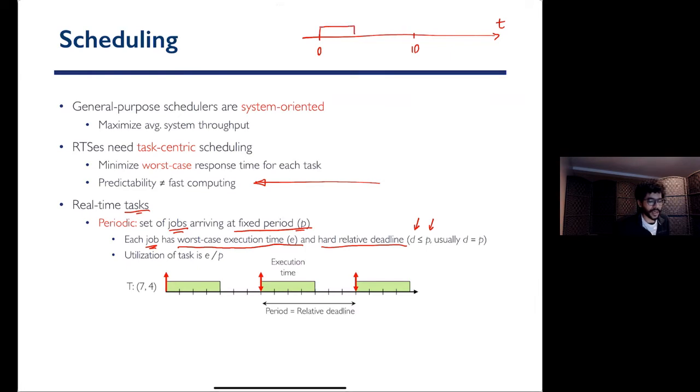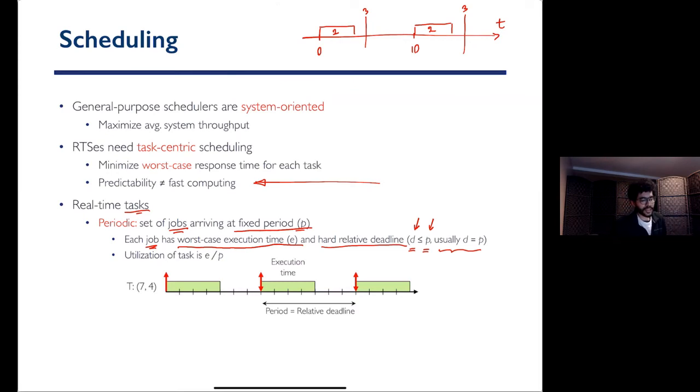In this example, let's say I get a job every 10 seconds, and each one of them runs for 2, and let's say the deadline is 3. So I have to finish them within 3 seconds after their arrival. We're going to assume that the deadline is less than the period, but usually from now on we're just going to assume that the deadline is equal to the period. So either I tell you what the deadline is, or if I don't tell you the deadline, then assume that the deadline is equal to the period.